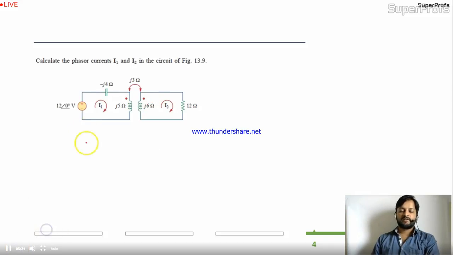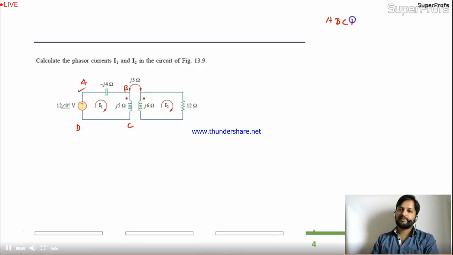Now we'll move to the circuit solution. All parameters are given in the form of reactances. See, this is not inductance, this is reactance. So I can apply node analysis or mesh analysis, whatever I want. I'll apply mesh analysis in this, because the circuit currents I1 are given, so it will be better to go with mesh analysis. First, I'll write the mesh analysis for A, B, C, D.